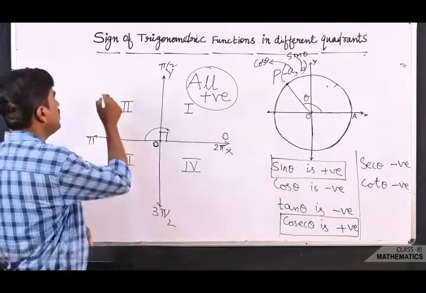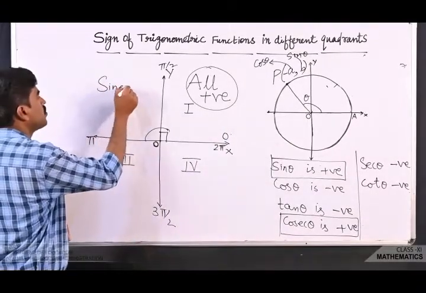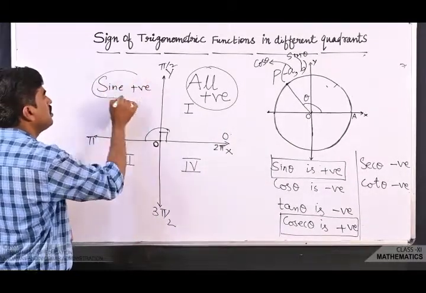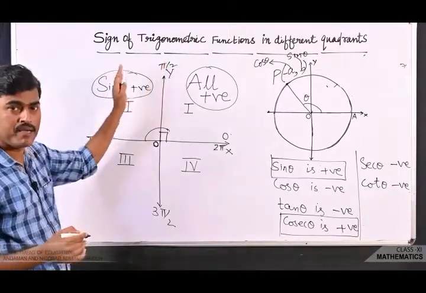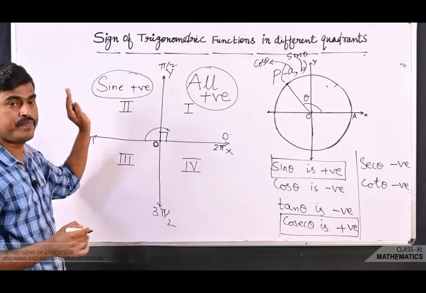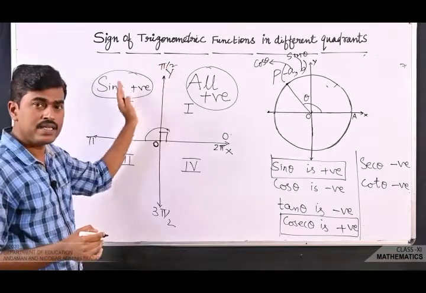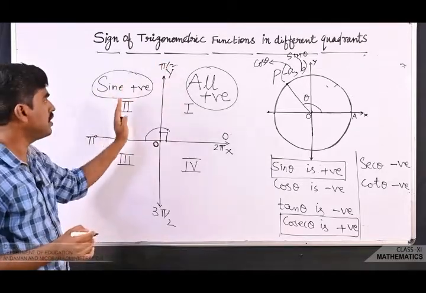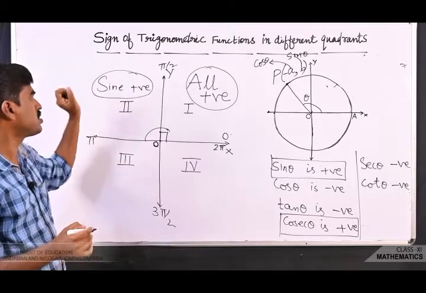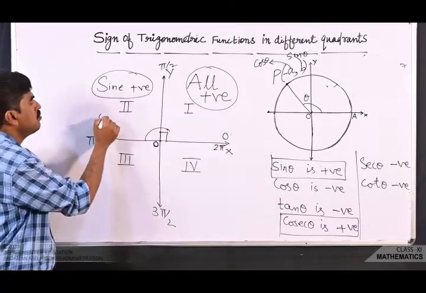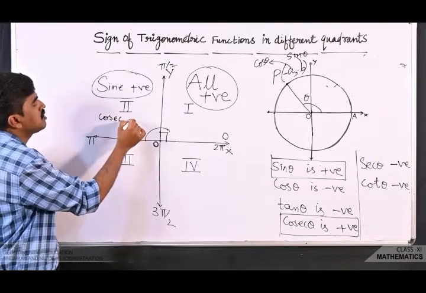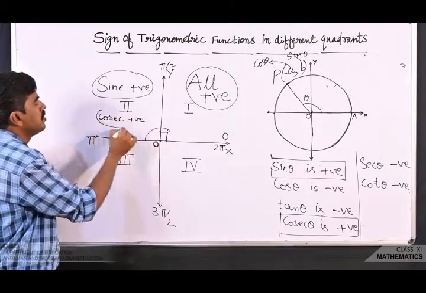So we will write here sine positive in the second quadrant. That means when theta is greater than pi by 2 and less than pi, theta is greater than 90 degrees and less than 180 degrees, sine is positive. Obviously, the reciprocal of sine is also positive. That is, cosec is also positive.